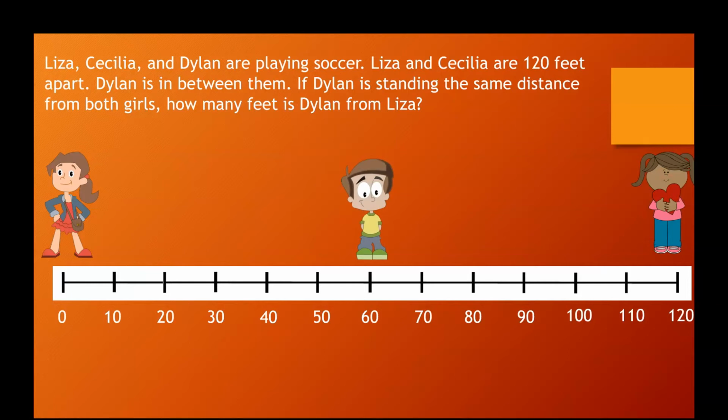And let's do 60 plus 60. What is 60 plus 60? 60 plus 60 is 120. So now that we know that Dylan is right in the middle with 60 and 60, because we know that Liz and Cecilia are 120 feet apart, we know that Dylan is 60 feet from Liz.